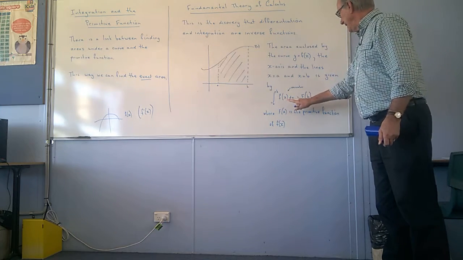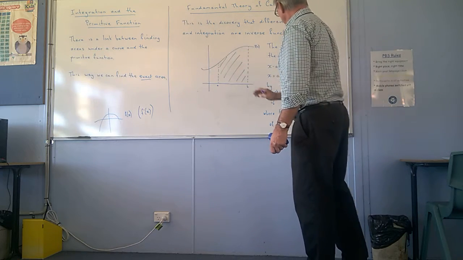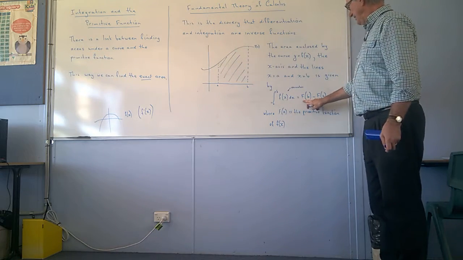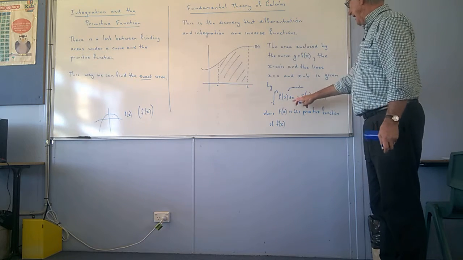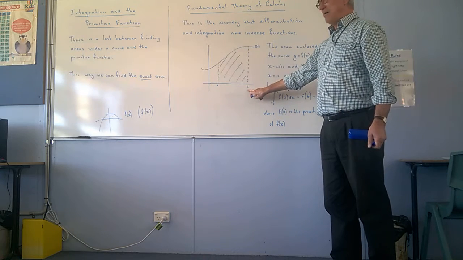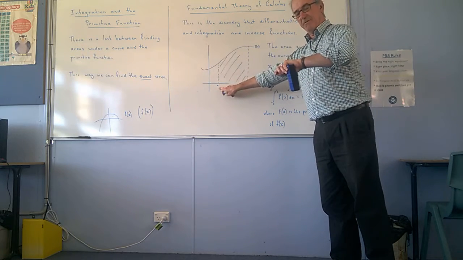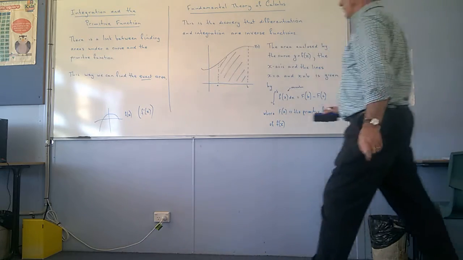Well, the area under the curve is equal to the primitive function of that at b, at the higher value, minus the primitive function of the lower value. All right? This will become clearer, I promise.